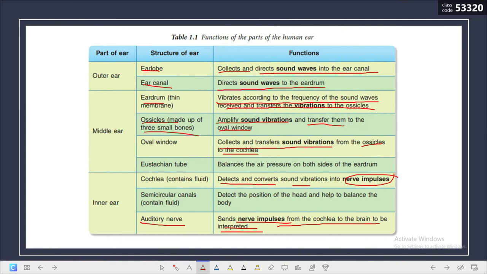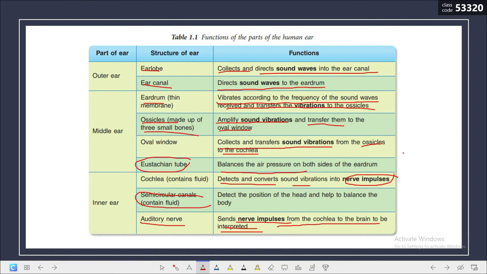As you can see here, there are two parts that I skip: the eustachian tube and semicircular canals, because they are not involved in our hearing system. The eustachian tube balances the air pressure. Let's say you go diving and want to go deeper. You already learned in Form 2 that the higher the depth of the water, the higher the pressure. So when you go to a deeper part of the sea, the pressure will increase.